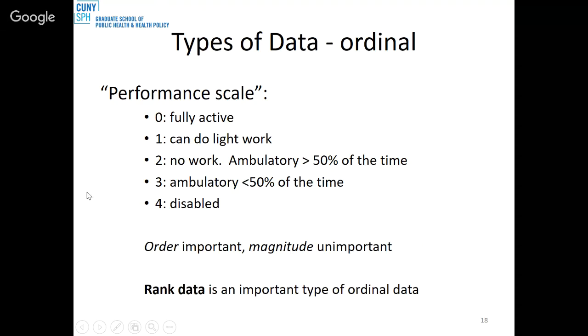Ranked data is an important type of ordinal data. If we talk about the order of finishers of a race, or the order of a quantitative variable, like which is the largest number, the second largest, that is a type of ordinal data, and one that can come up frequently.